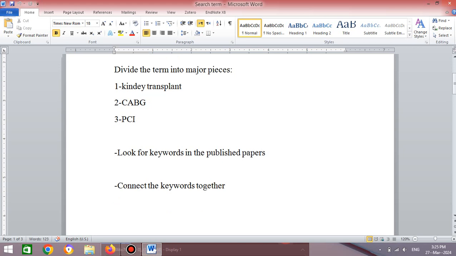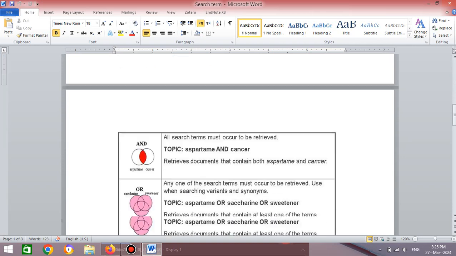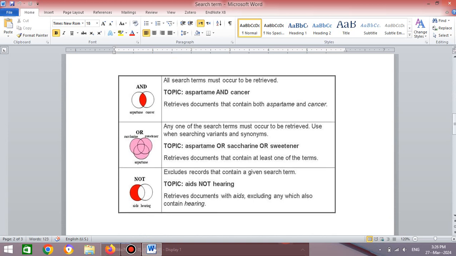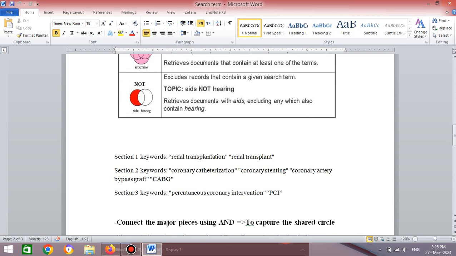Okay, I should connect the keywords together. How should I connect? We have to use connectors like AND, OR, NOT. Okay, if I use AND, I will get the red circle here, which is the shared part of the keywords, like aspartame and cancer. If I use OR, I will get the shared and not shared parts of the keywords. If I use NOT, I will exclude the shared parts of both keywords, like AIDS and healing.